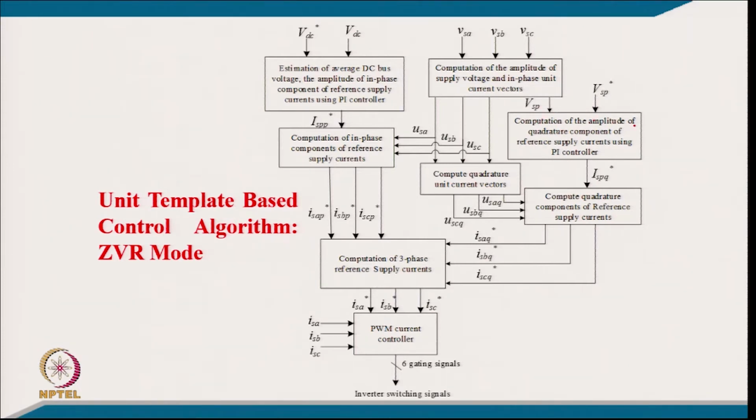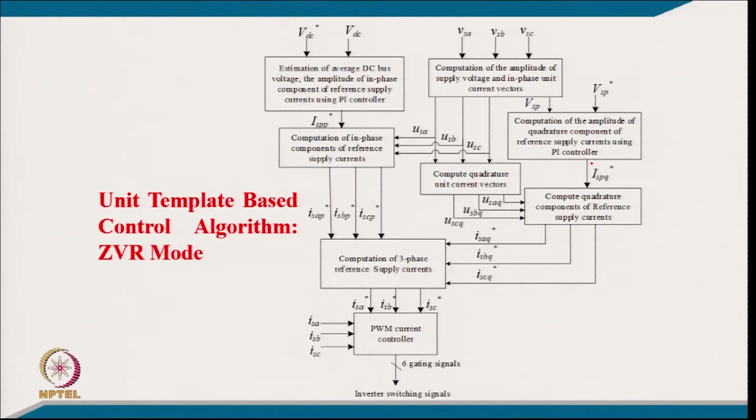So, we can calculate the amplitude of the quadrature component, keeping a reference supply current, using another PI control. These are also DC quantities under steady state condition. So, we can keep another PI controller, and its output is the amplitude of the quadrature current. It may be leading or lagging, but mostly it should be a leading current from the supply voltage.